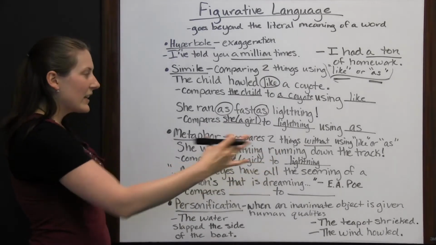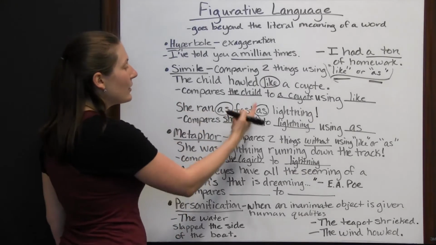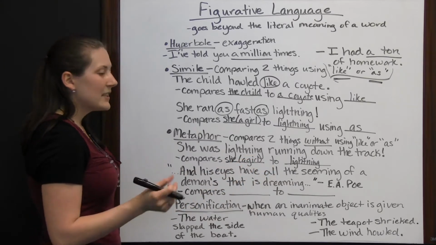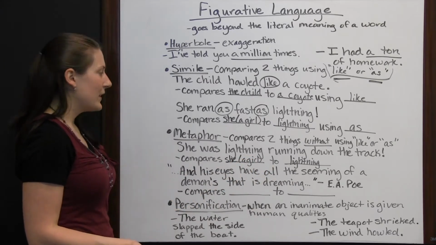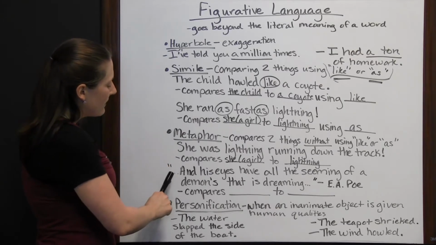She was lightning running down the track. It doesn't say she ran as fast as lightning. It doesn't use like or as, it just says she was lightning. So it's a different way to use the same kind of figurative language. So that's one example of a metaphor.